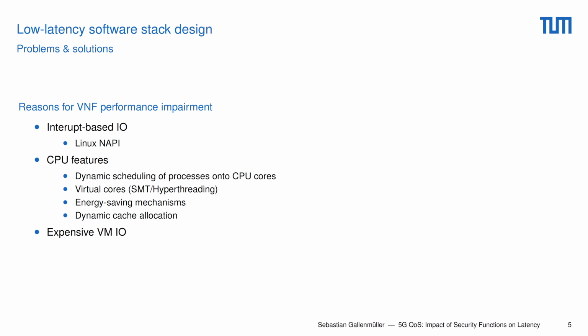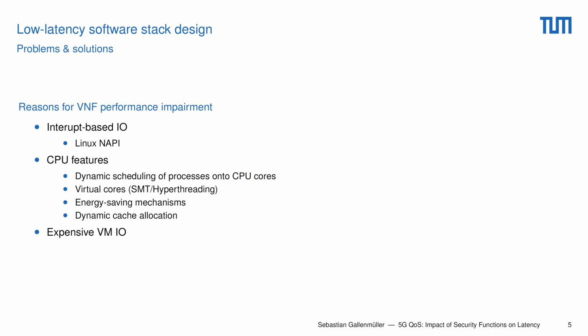And another important reason is dynamic cache allocation. This means that if two processes use the same portion of the last level cache, this again leads to resource contention for the last level cache, which then causes unwanted delays. And another important reason, especially for virtualized environments, are the high and quite inconsistent costs when copying packets from a network card into the virtual machine and back.